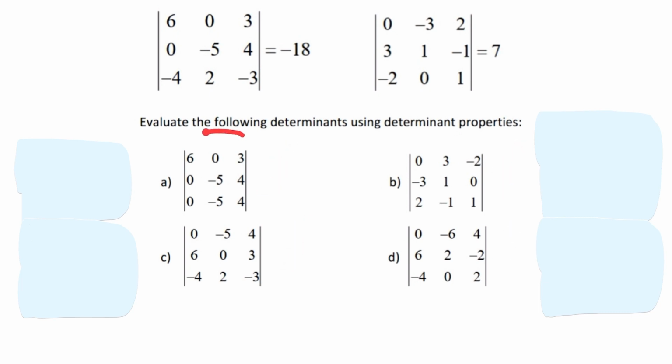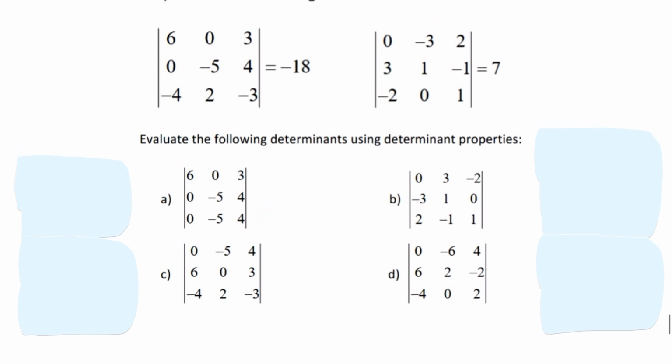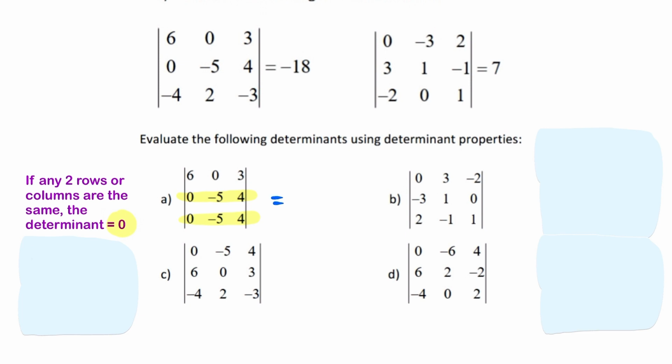So if we look at matrix A, the first thing we notice is that we have these two rows that are identical. And there is a property that says if any two rows or columns are identical, then the determinant is 0. So the answer to part A is simply 0 using that property.